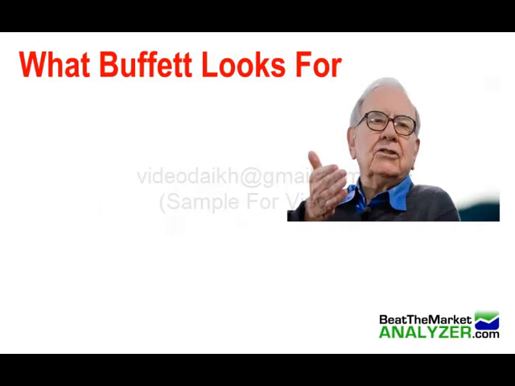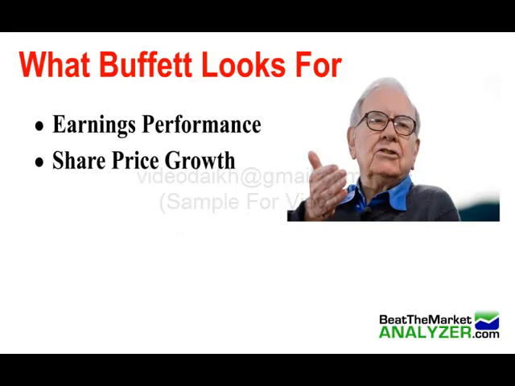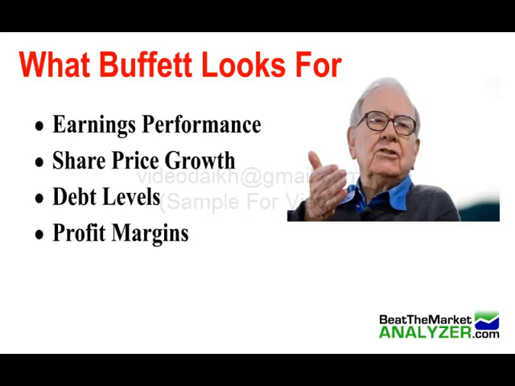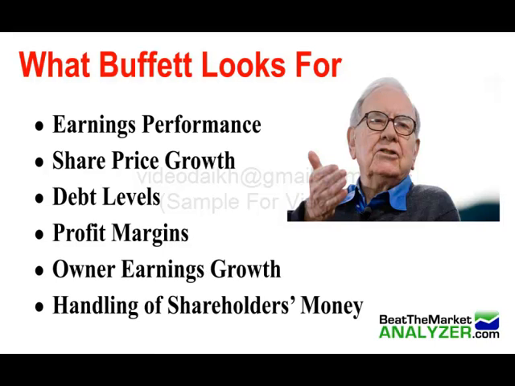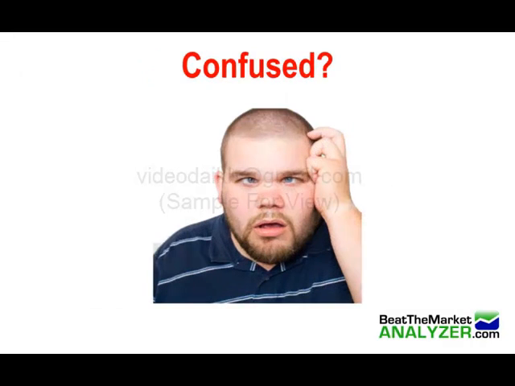Let's look at what Buffett did to find good companies. He looked at earnings performance, share price growth, debt levels, profit margins, owner earnings growth, and handling of shareholders' money. Now, if you're confused by these terms, don't worry, it's understandable. Even experienced stock investors get confused because there's a lot of data out there, and sometimes too much data, people get overwhelmed. The good news is that you don't need all of this data, and there's a few essential criterion that we're going to focus on, so you don't have to worry about the rest, which will sidetrack and confuse you.